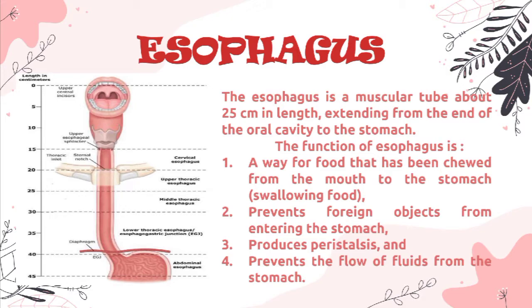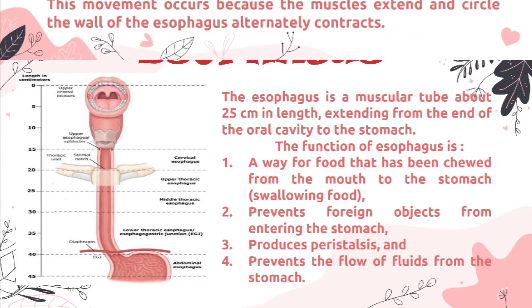Esophagus. The esophagus is a muscular tube about 25 centimeters in length, extending from the end of the oral cavity to the stomach. The functions of the esophagus are, first, a way for food that has been chewed to pass from the mouth to the stomach, or swallowing food. Second, it prevents foreign objects from entering the stomach. Third, it produces peristalsis. And last, fourth, it prevents the backflow of fluids from the stomach.